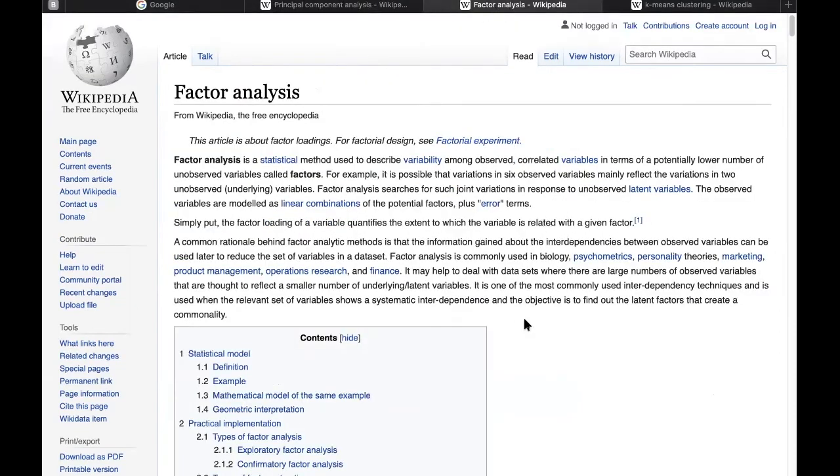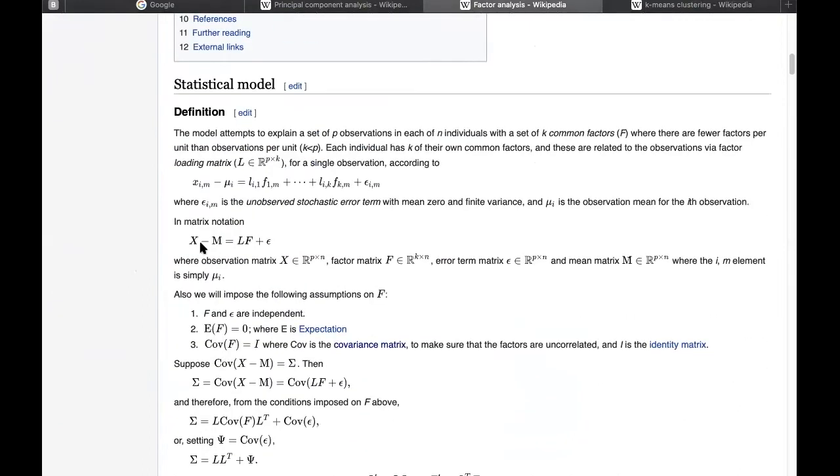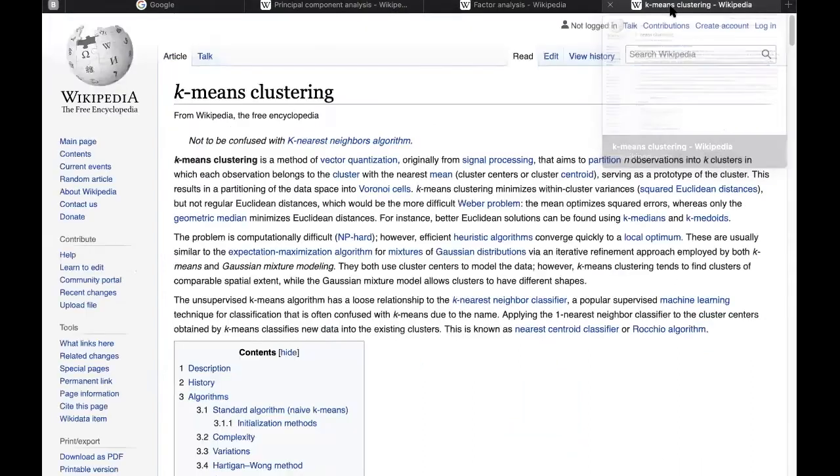Another one might be factor analysis. If we scroll down with factor analysis, we see it states in matrix notation, x minus m is just matrix multiplication. So many of the most important techniques in data science are just matrix multiplication. But the key to understanding them is understanding matrix multiplication inside out and backwards.